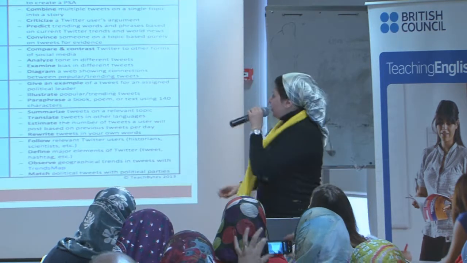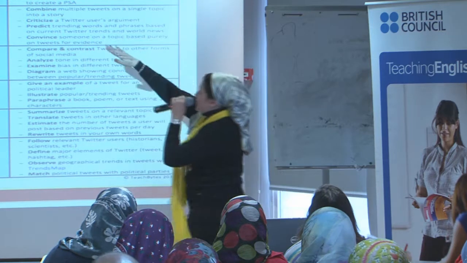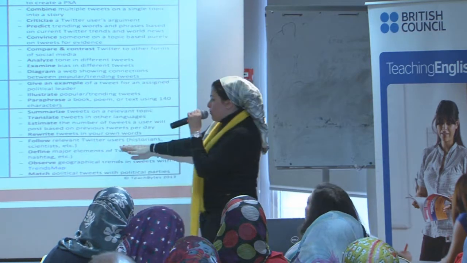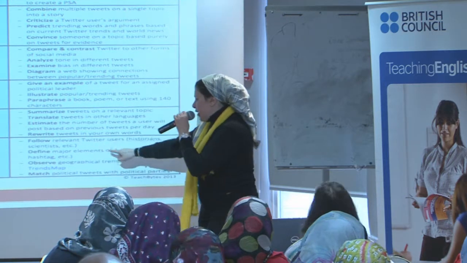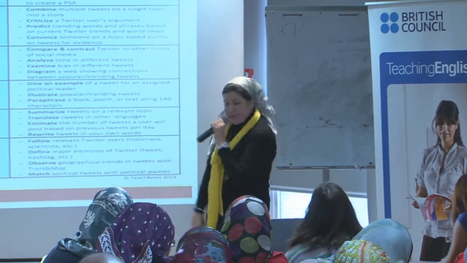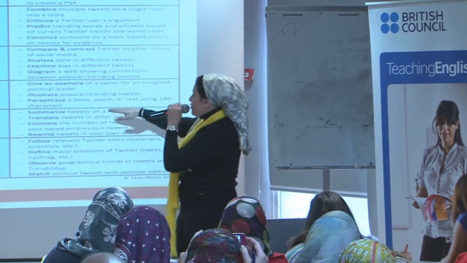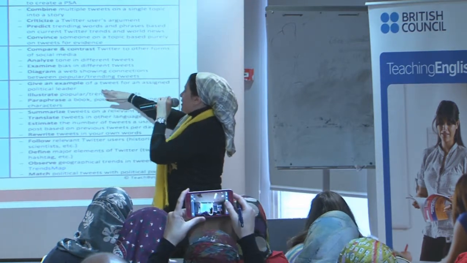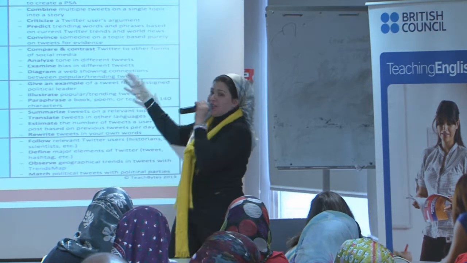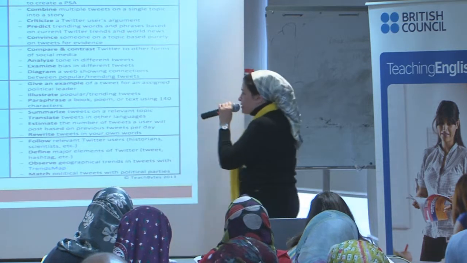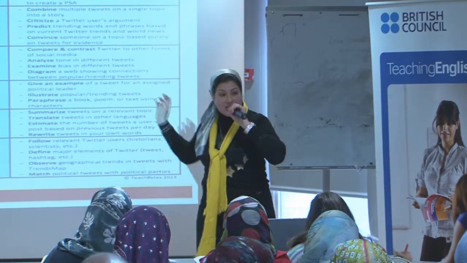So in Twitter, if you want them to remember, to understand, you can simply tell them, define major elements of Twitter, hashtags, observe geographical trends, and so on. If you want them to apply, you can tell them, give an example of a tweet for an assigned political leader. Illustrate popular trending tweets, paraphrase poems and books, and so on.